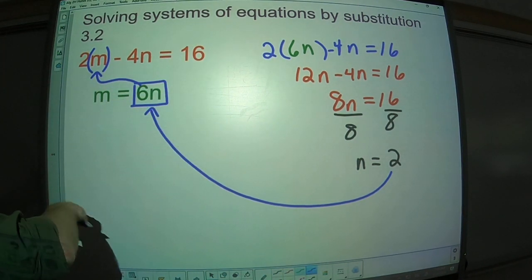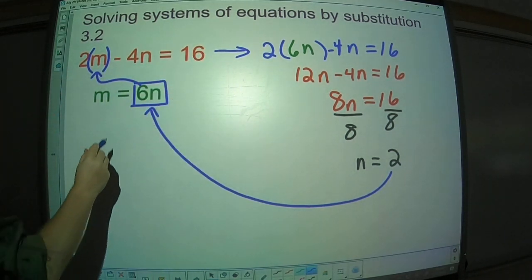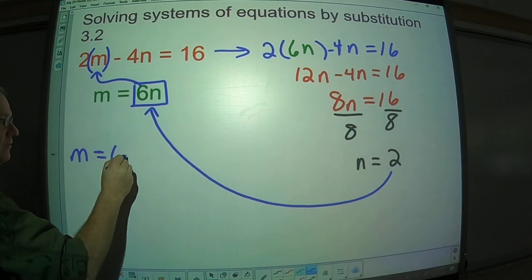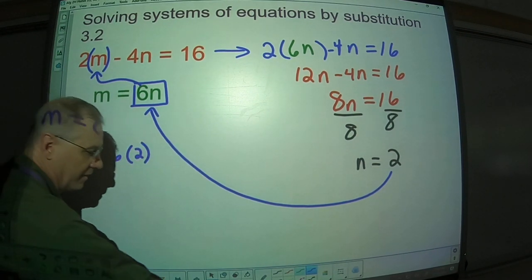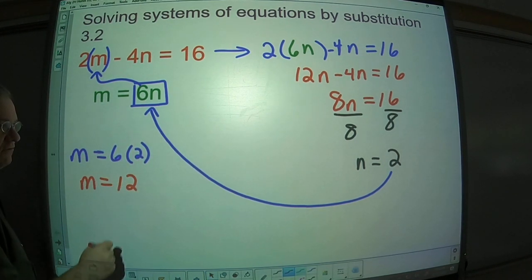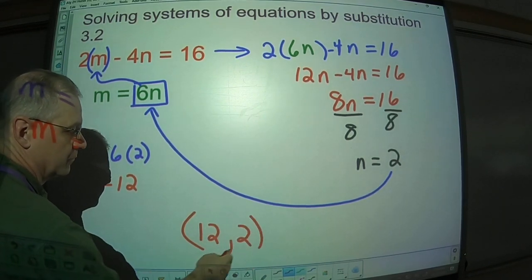Now that I know what n is, I can bring that back over to here. See how it kind of makes a full circle? And I can replace the n with 2 and find my answer to m. m is 12. Now, when we want to answer this, we want to answer it in a way that makes sense, and that would be in a coordinate pair. So my answer to this is 12, 2.